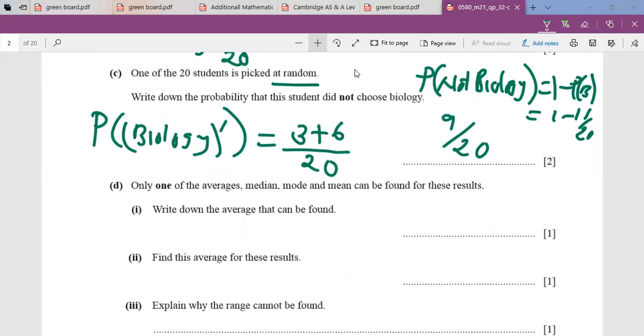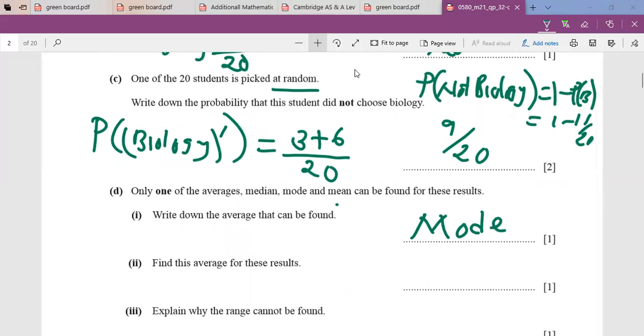Okay, D. Only one of these averages, that is mean, mode, and median, can be found for these results. Which of these, that is Roman numeral 1, write down the average that can be found. It is easy to find the mode, all right? Find the average for these results.